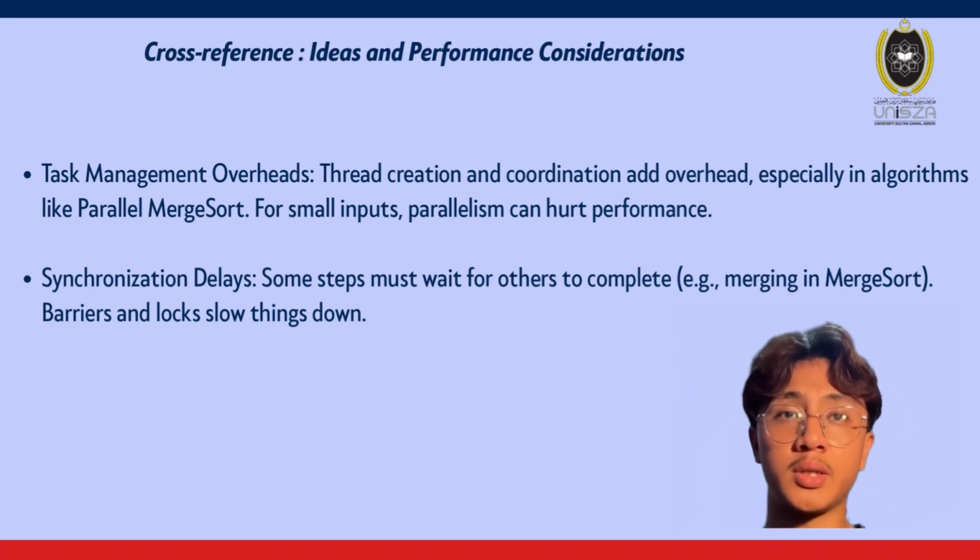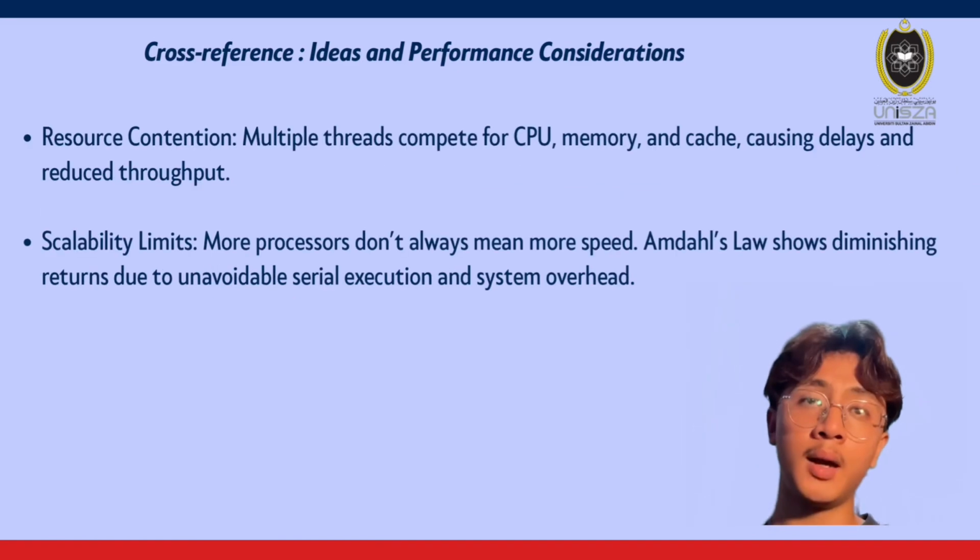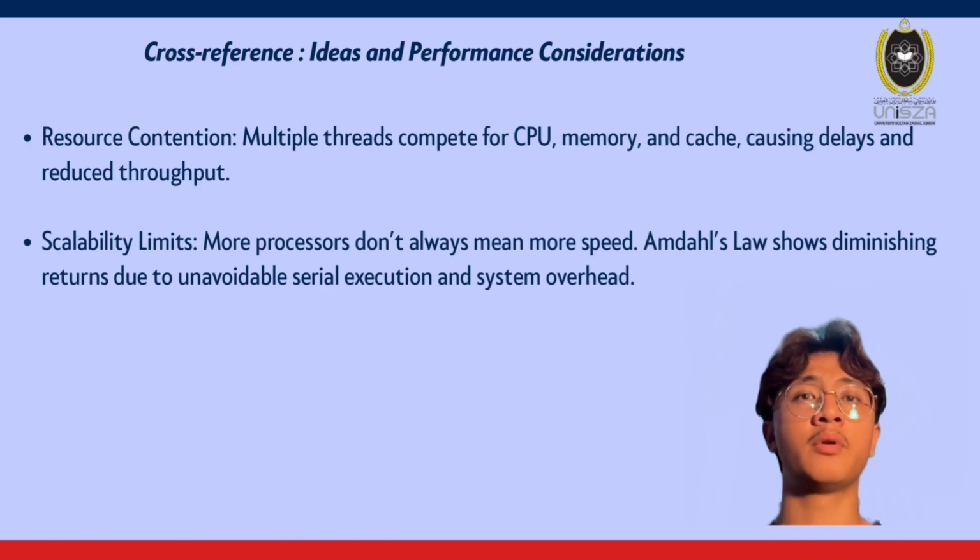And the next one is synchronization delay. Some steps must wait for others to complete. For example, merging in merge sort, barriers, and locks slow things down. Moreover, resource contention: multiple threads compete for CPU, memory, and cache, causing delay and reduced throughput. And lastly, scalability limits. More processors don't always mean more speed. Amdahl's law shows diminishing returns due to unavoidable serial execution and system overhead.